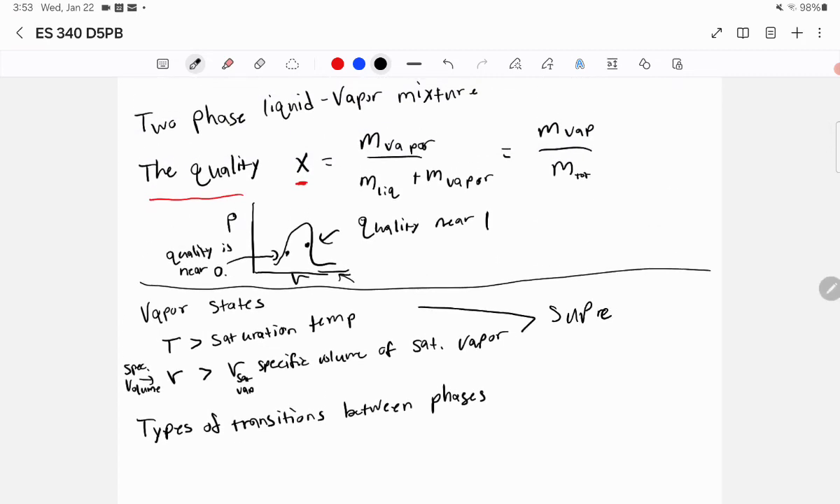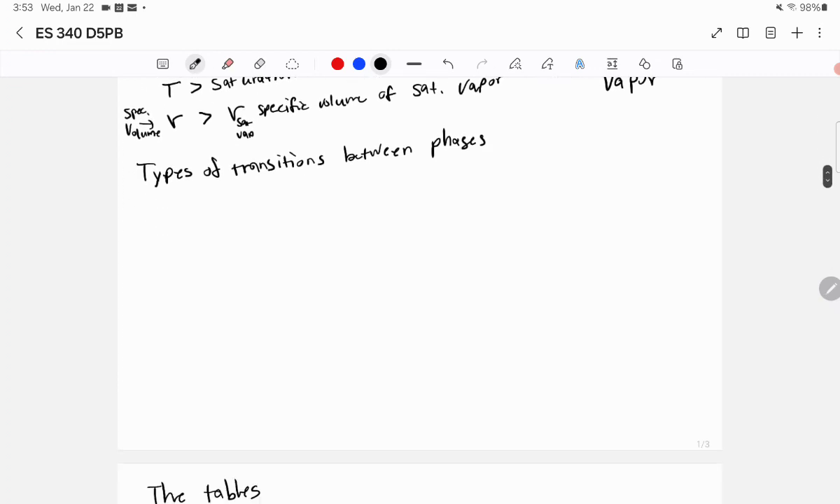I should have written that here. Ooh, I'm going to make that a little better. Okay, so both of those cases get us to the superheated vapor.